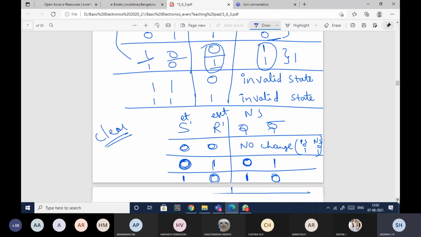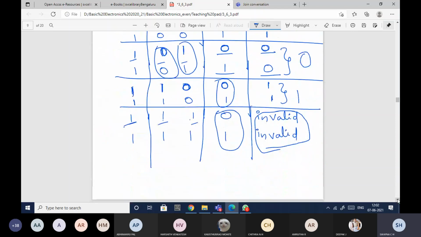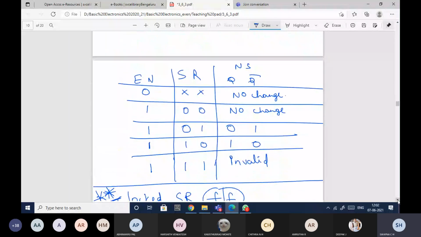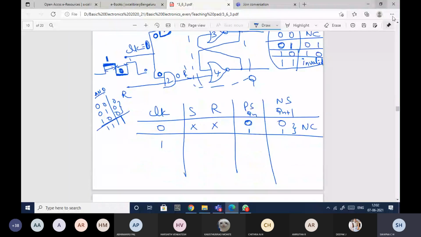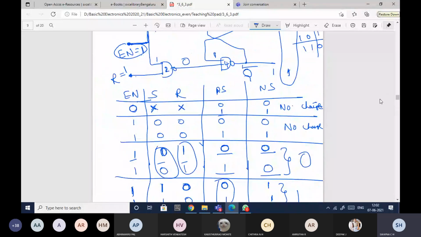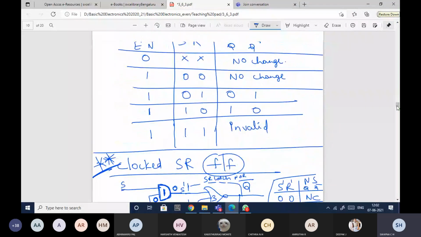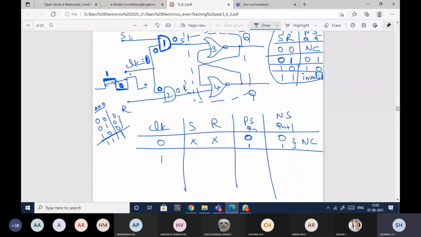Let me show here. I have rewritten the tabular column here. One second, let me come down. Whatever the values of S and R might be, the output of the first gate and the second gate is always 0. So here also 0, here also 0. That is the reason I have mentioned the S and R values as don't care.